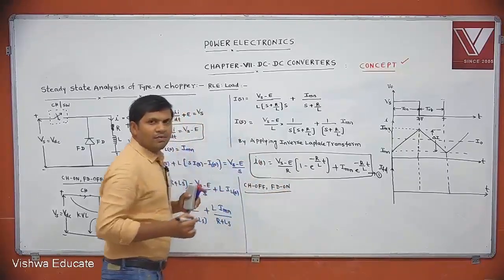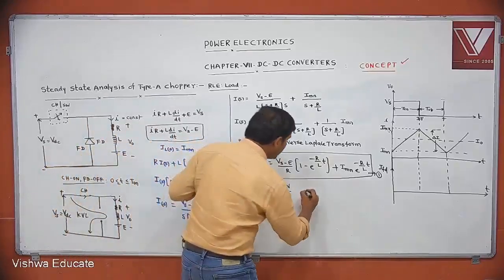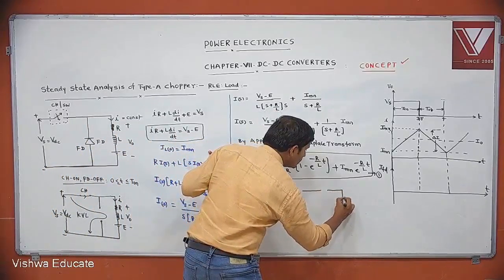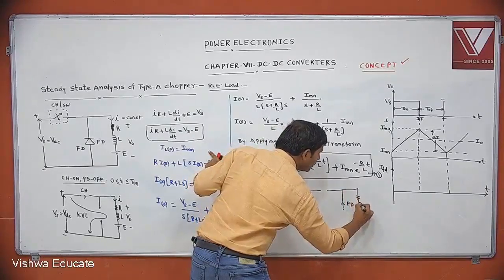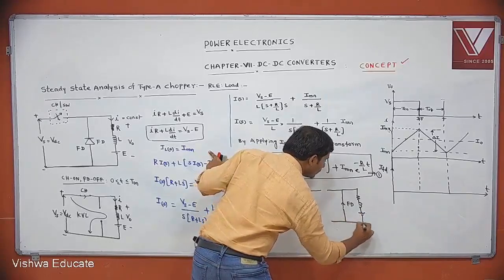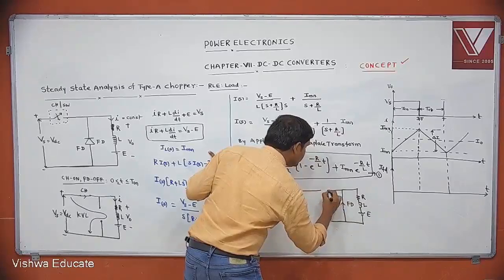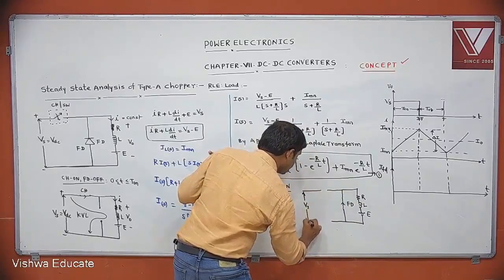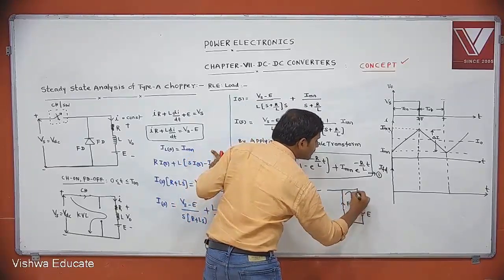Tell me, if the chopper is off and the freewheeling diode is on, what is the equivalent circuit? This is the equivalent circuit: R, L, E. Chopper is off. This is Vs. Then the freewheeling diode will conduct like this.